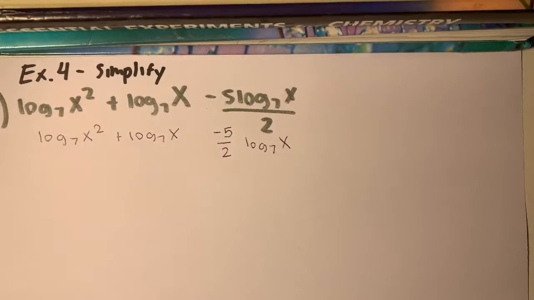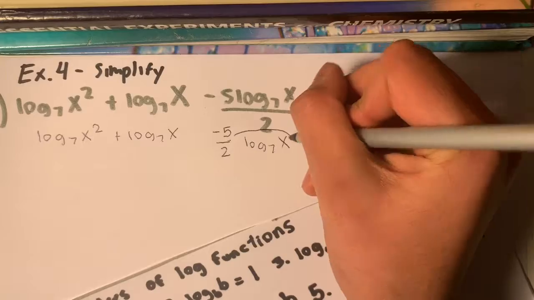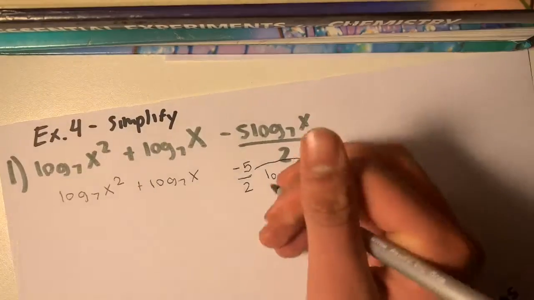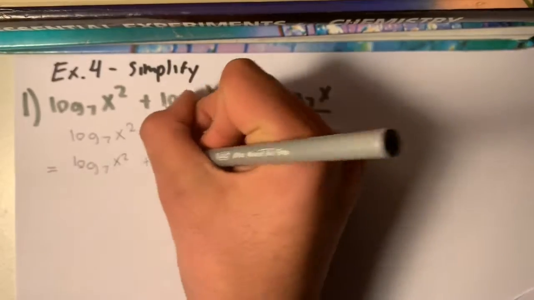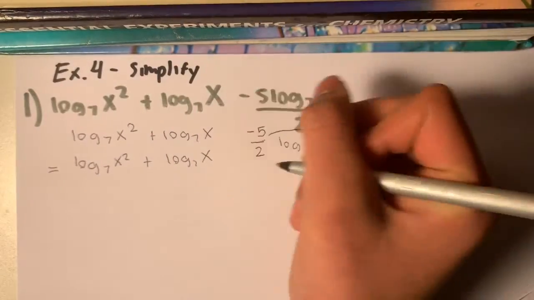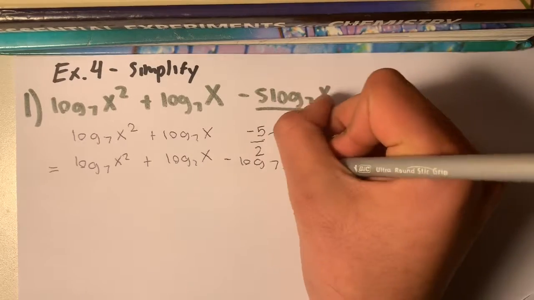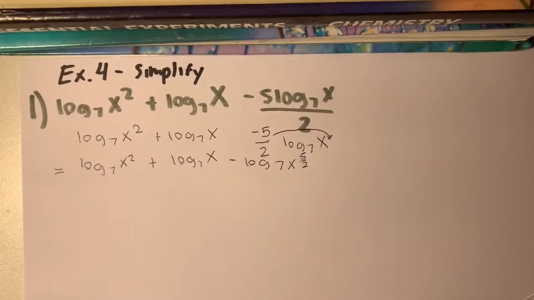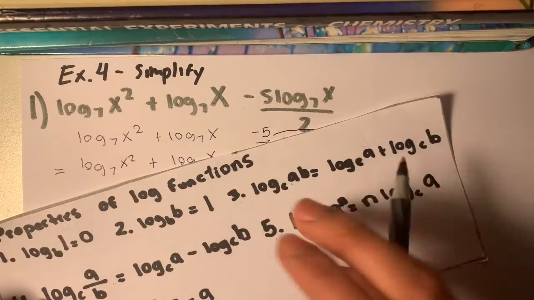At this point I'm going to be using rule number 5, where I'm moving this exponent in front of the log to the back of it. And so it's going to be log 7x squared plus log 7x subtract log 7x 5 over 2. From this point on I'm going to be using rule 3, because 2 logs are adding, so I'm multiplying those 2 together.